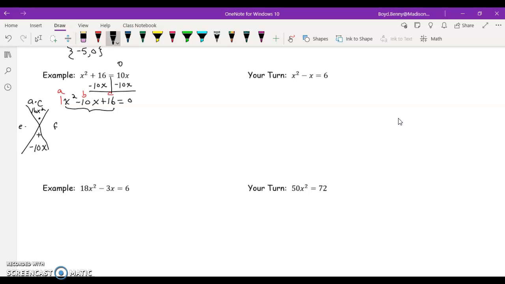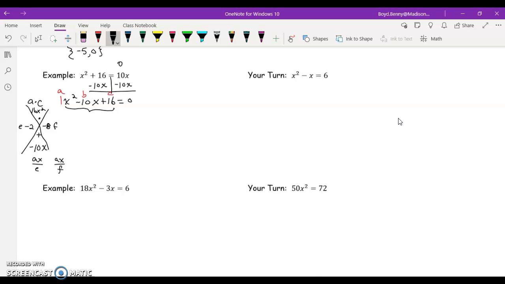Well, when I explore that idea, I notice that negative 2 times negative 8 equals positive 16, and negative 2 plus negative 8 equals negative 10. Next, we're going to write these as a ratio, ax over e and ax over f. Now, if you're still using the box method, feel free, that's fine. I'm going to use the ratio method because it's a little bit faster.